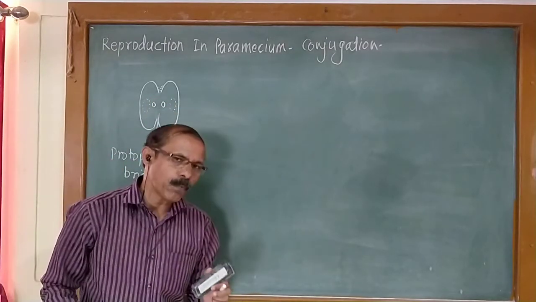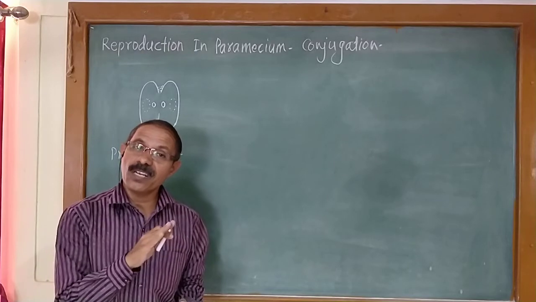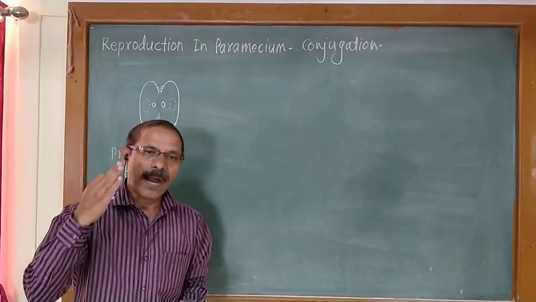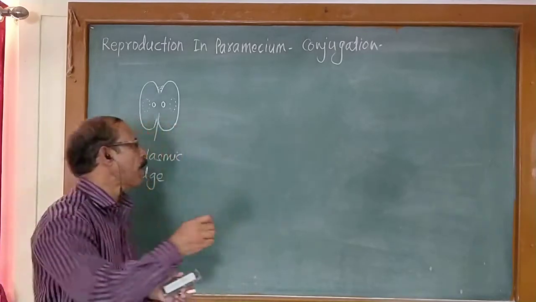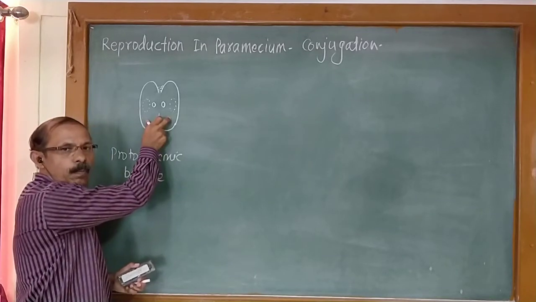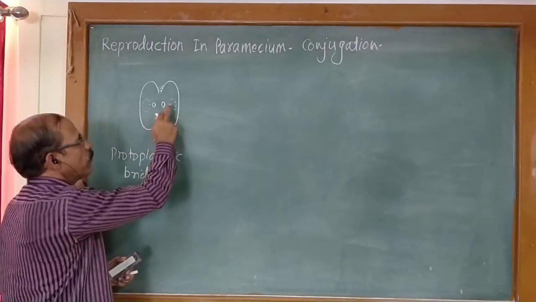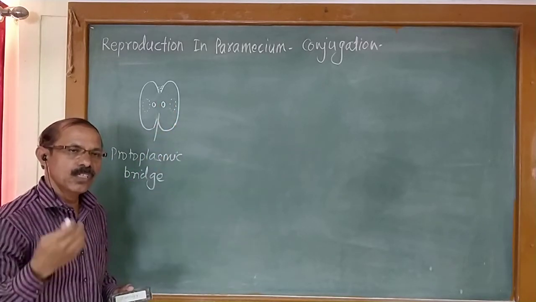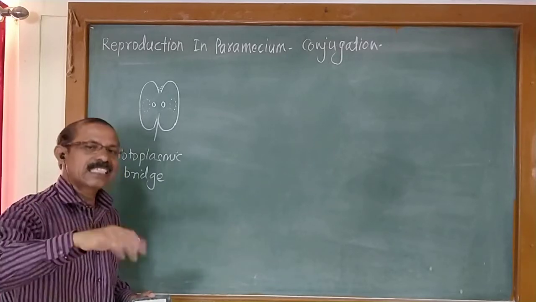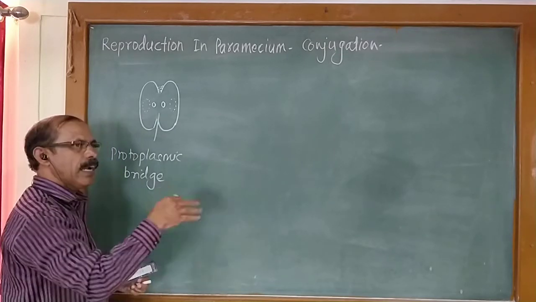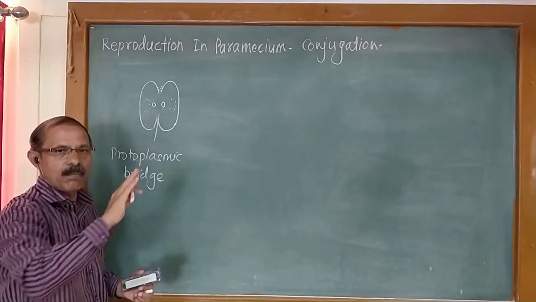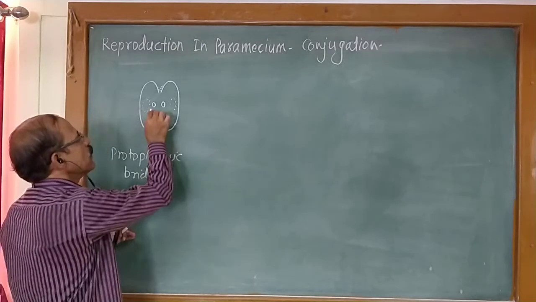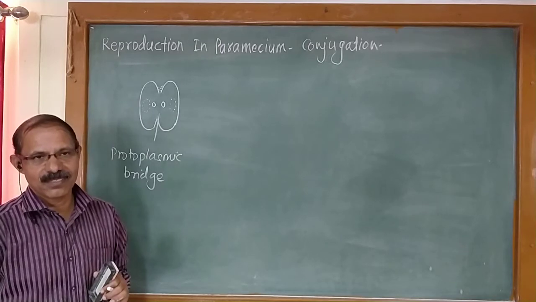In the process of conjugation, the meganucleus does not take part. The meganucleus, or larger nucleus, starts disintegrating at the beginning, and during this process it degenerates completely and is absorbed into the cytoplasm. Then the micronucleus remains. What happens?